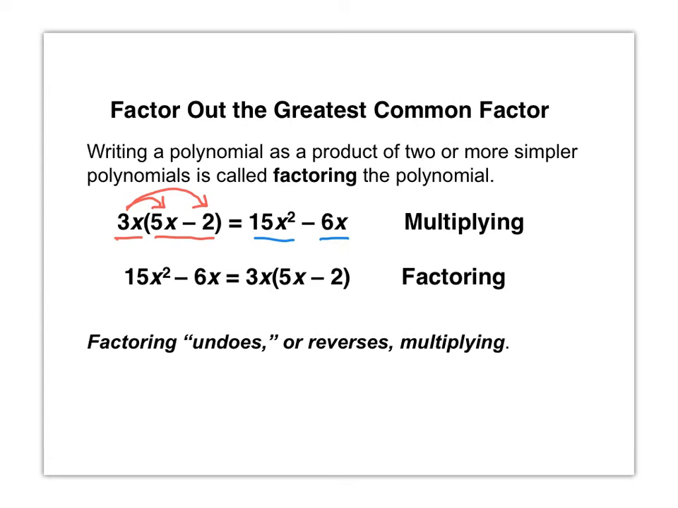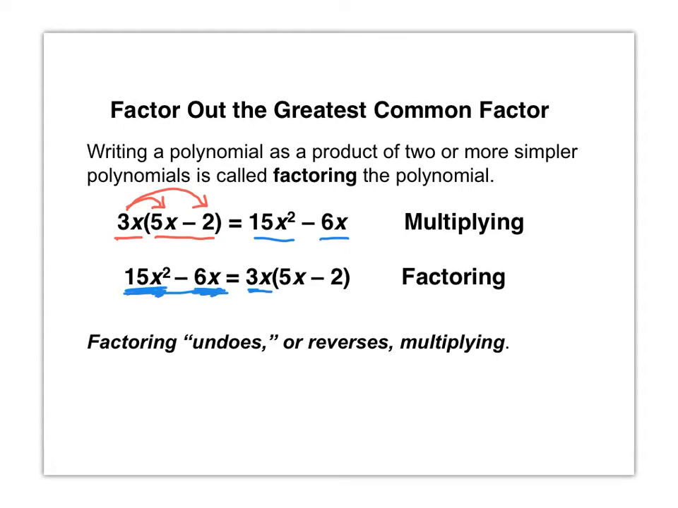Now the factoring undoes or reverses the multiplying. So in this case, we're starting off with the expression 15x squared minus 6x, and we're looking for the greatest common factor, the largest factor that goes into both the first term and the second term. In this case, that factor is 3x. 3 goes into 15 and it goes into 6, so 3 is a common factor. x is also a common factor because both of those terms contain the x, so you factor out what both terms have in common. It undoes the multiplying, so essentially you're dividing.